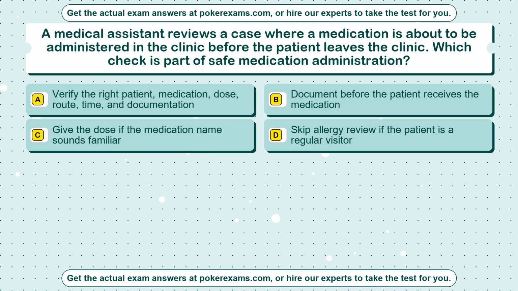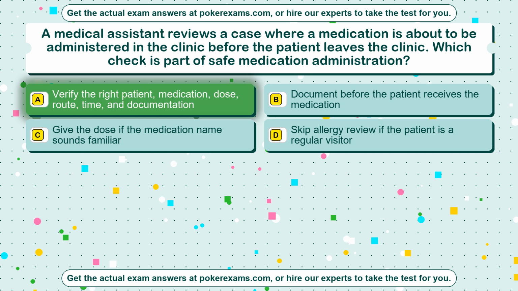Question 41. A medical assistant reviews a case where a medication is about to be administered in the clinic before the patient leaves the clinic. Which check is part of safe medication administration? Option A, verify the right patient, medication, dose, route, time, and documentation. Option B, document before the patient receives the medication. Option C, give the dose if the medication name sounds familiar. Option D, skip allergy review if the patient is a regular visitor.